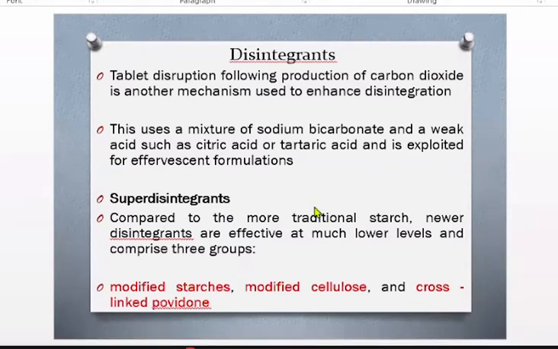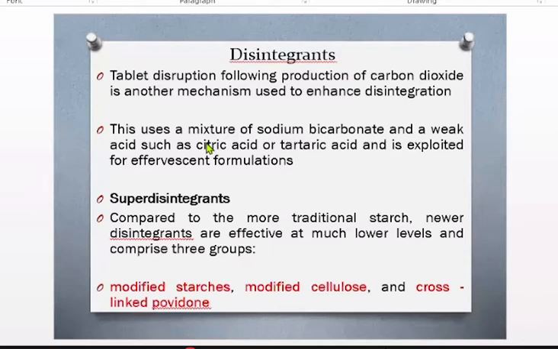So I was talking about effervescent tablets, and I'm sure most of us have seen how these work. So the mechanism of disintegration there is the generation of carbon dioxide, where sodium bicarbonate reacts with a weak acid. And then once carbon dioxide is produced, it wants to get out of the system. In the process, it forces the entire tablet to disintegrate.